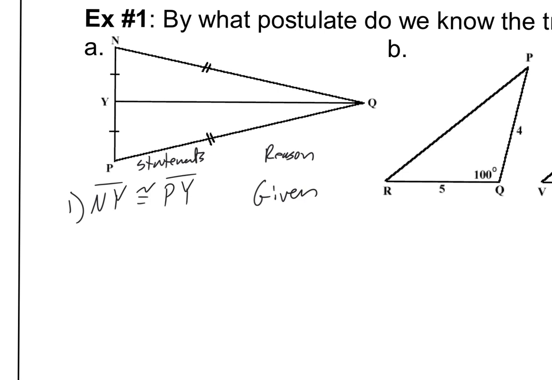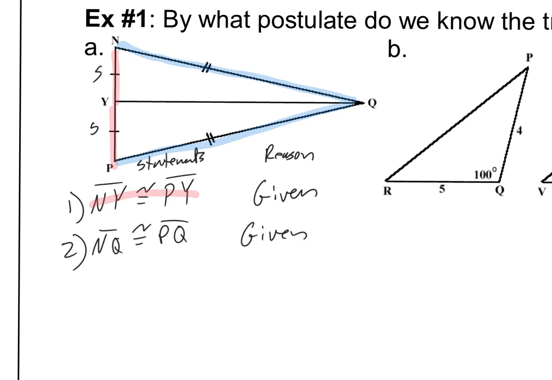Okay, so what I just did is I said, I know these two things are the same. And so essentially I have a side and a side here. What else do I know? Well, I also know that this side and this side are the same. So I'm going to write my next step. I'm going to say that NQ is congruent to PQ. How do I know that? Well, it's marked in my drawing. They told me so. So I'm going to also say given.